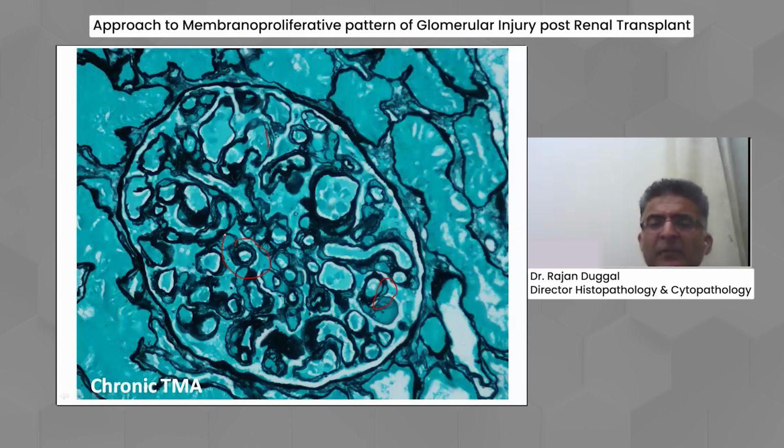Always remember chronic TMA and chronic AMR: the glomerular morphology is very similar. The only difference is you will find microvascular inflammation in chronic AMR, which you will not find in chronic thrombotic microangiopathy due to chronic hypertension or chronic CNI toxicity. The other thing is, if you do electron microscopic examination, you will not find extensive PTC multilayering in chronic TMA, but you will find extensive PTC multilayering in chronic antibody-mediated rejection.